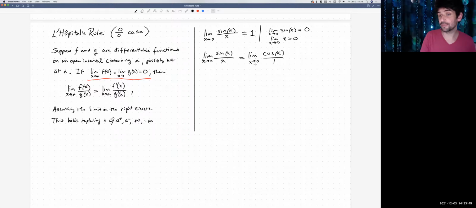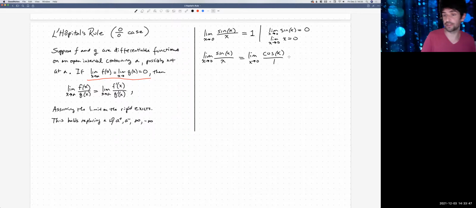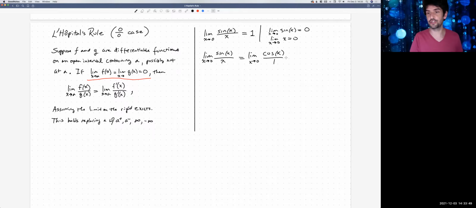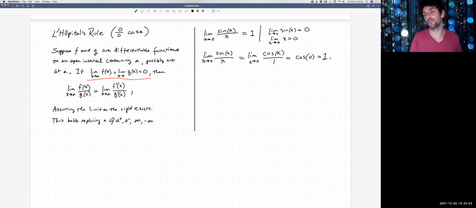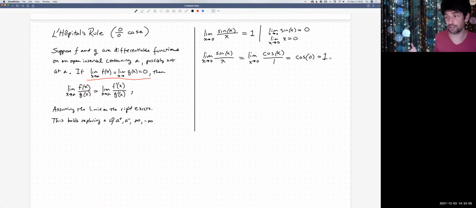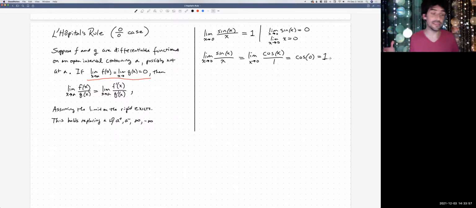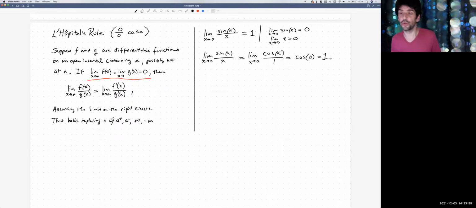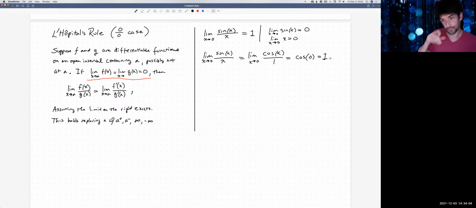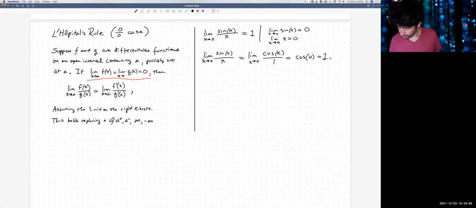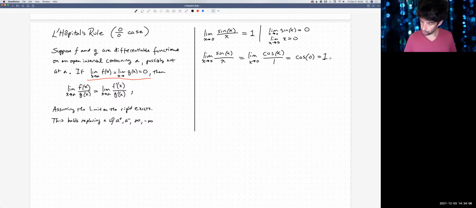And now we can simply substitute 0 in, right? Because cosine is a continuous function, so we know that we can just put in 0, and cosine of 0 is 1. And so without all that geometric reasoning, we can get a pretty straightforward answer to this limit this way. All right, let's do a couple more examples.